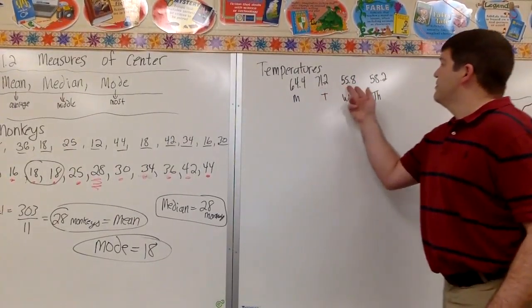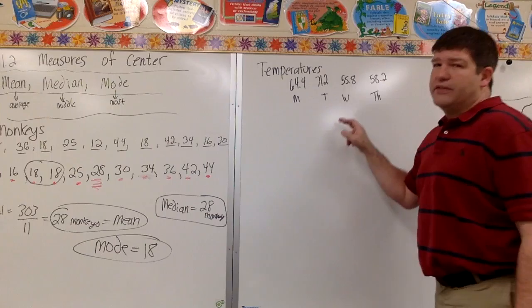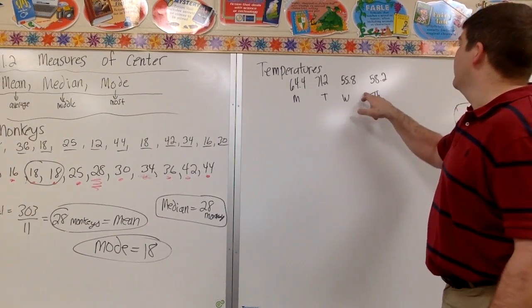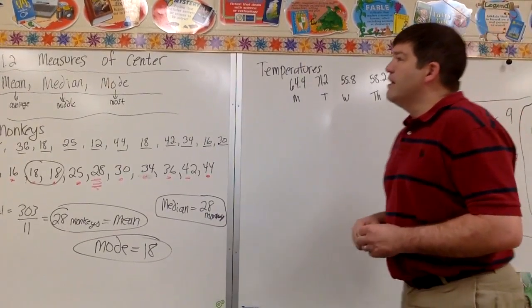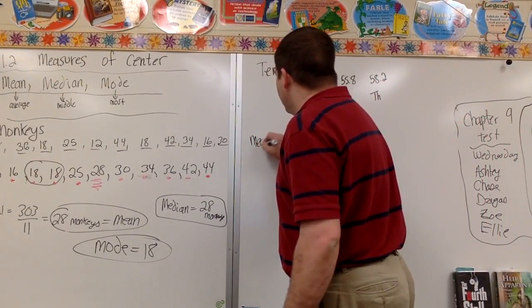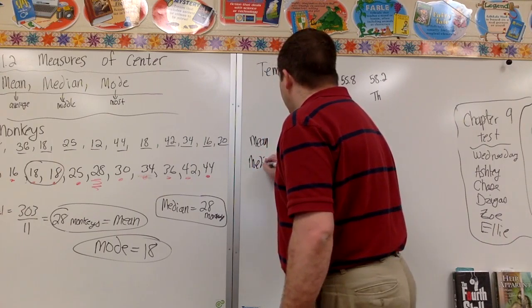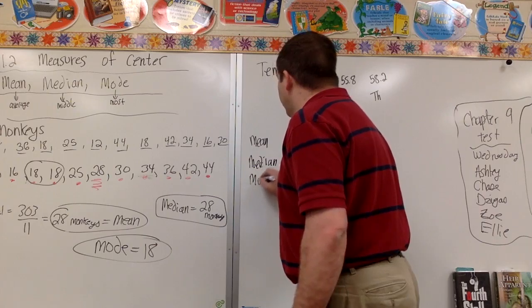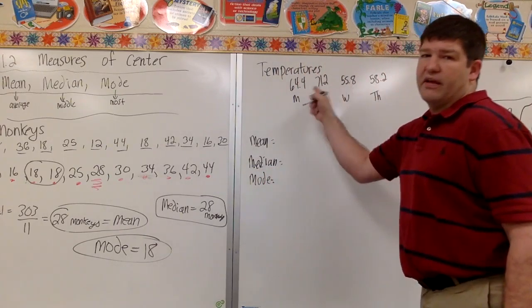I have 4 temperatures here. Monday it was 64.4, Tuesday 71.2, Wednesday 55.8, and Thursday 58.2. So I want to find the measures of center for all of these. I want to find my mean. I want to find my median, that's the D, and I want to find my mode for this set of data.